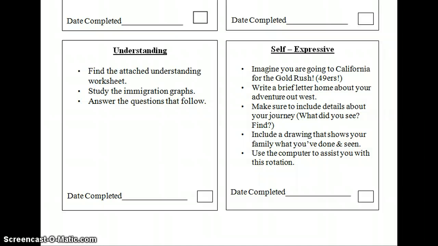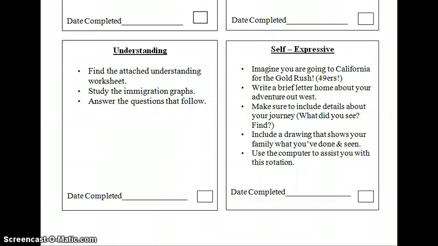Just imagine you're going to California during the Gold Rush. Those people are called 49ers. You're going to write a brief letter back home to your family about your adventure out west. Make sure in this letter you include lots of details about your journey. What did you see? What did you find? What did you touch? Also, with this letter, I want you to include a picture that shows your family what you have done and seen on this adventure out to California.